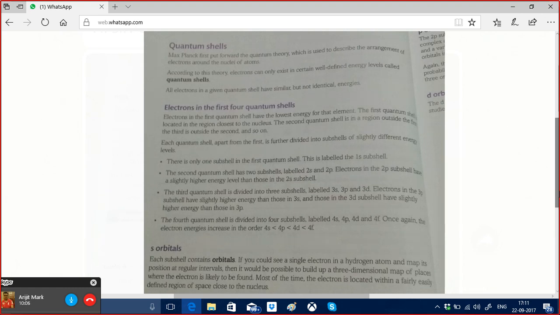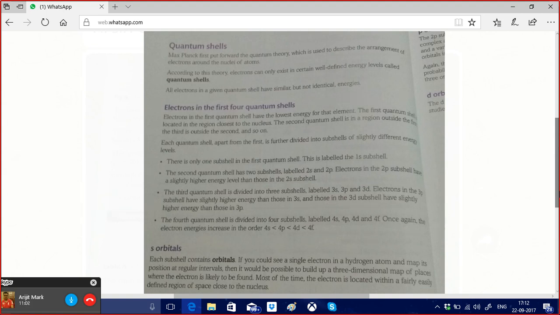Secondly, according to the theory that Max Planck gave, an electron can only exist in a certain well-defined energy level. That is known as a quantum shell. You can understand quantum shells as shells having a constant energy level. Why am I saying constant energy level? Because the shell's level is not constant, but the energy of the level is constant.